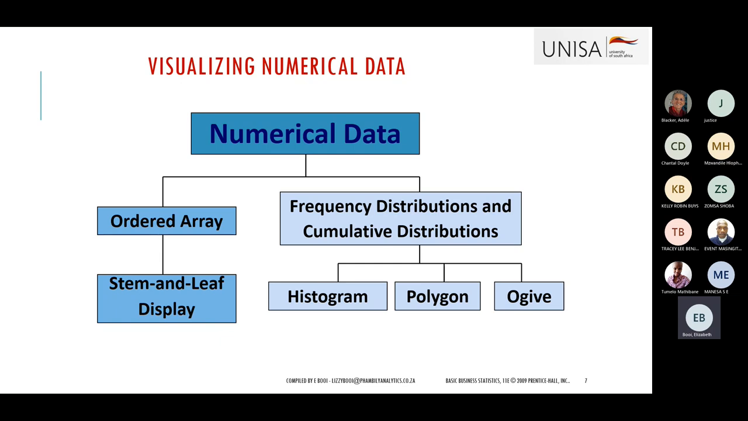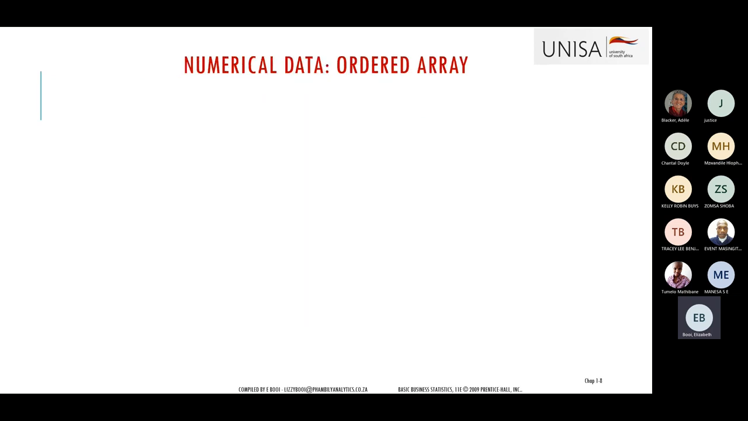Okay, so in order for you to be able to visualize the data, an ordered array, you can use it to display a stem and leaf plot. And with the frequency distribution table that you're going to create, which will have also the cumulative distributions, you can create a histogram, a polygon, and an ogive. Please make sure that you are muted, otherwise it will do those echoes. So we're going to look at each and every one of those visualizations.